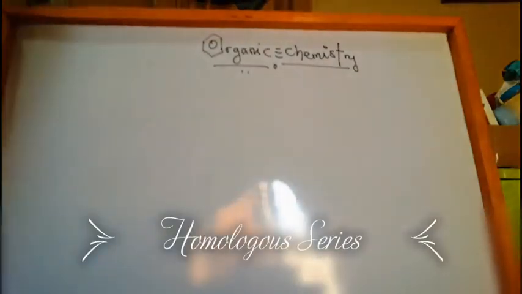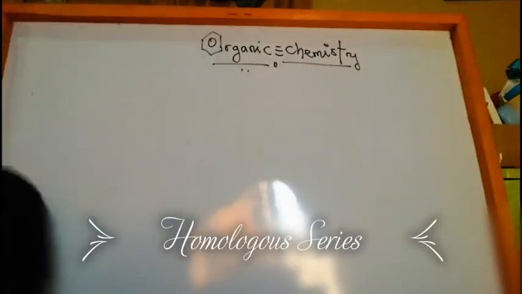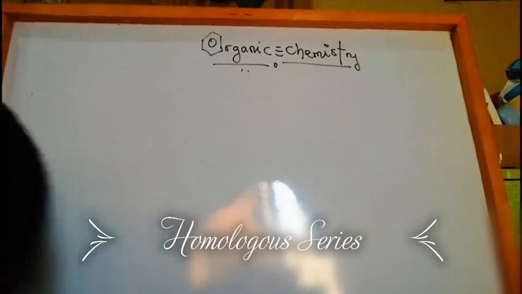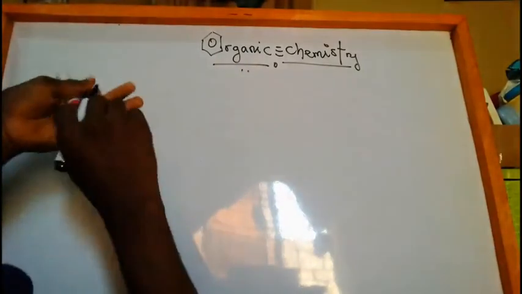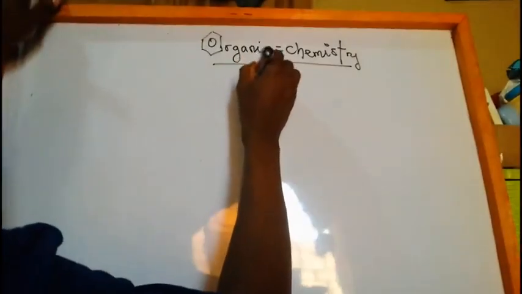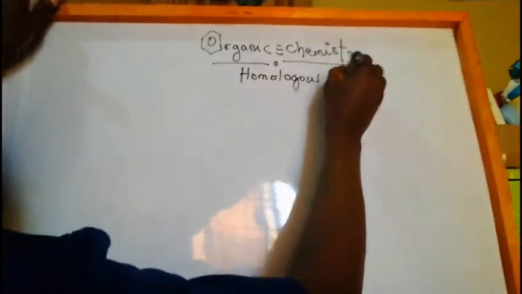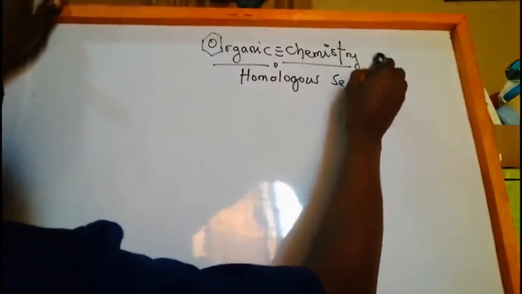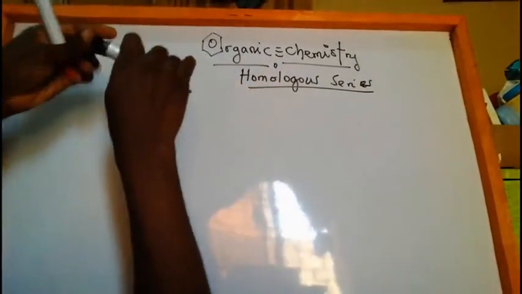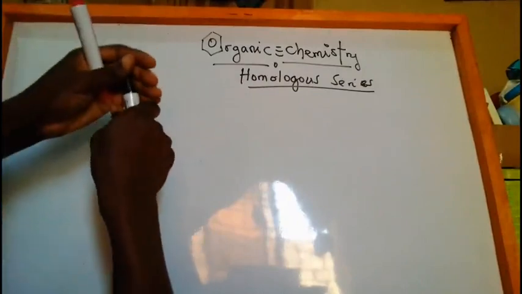Now quickly, we're going to move to homologous series and functional group. So we have homologous series first, and then we'll talk about functional group. So what do you mean by homologous series here?